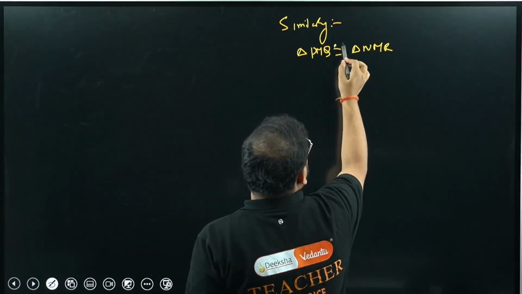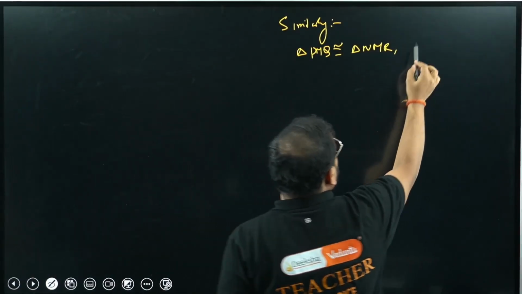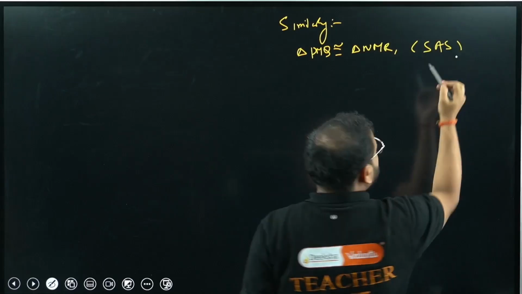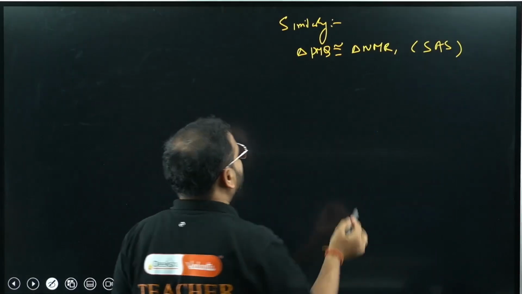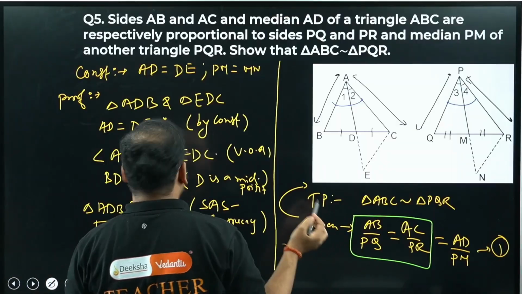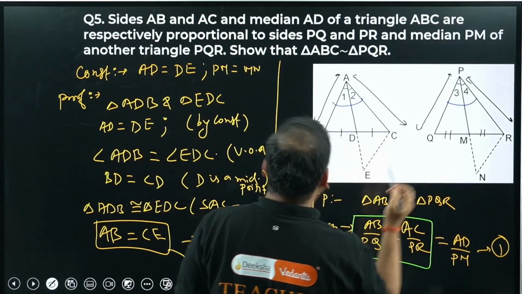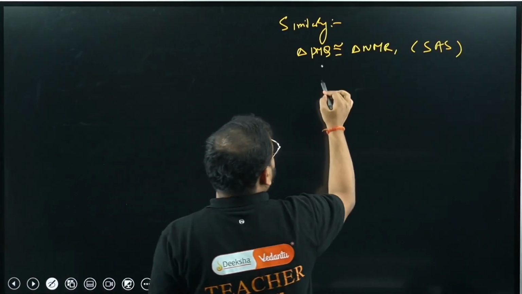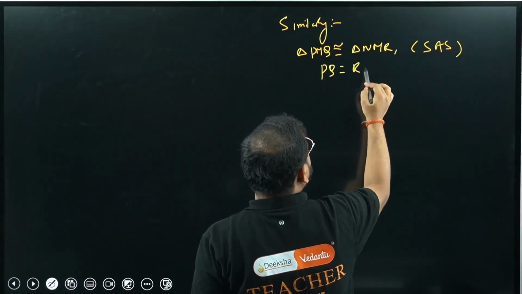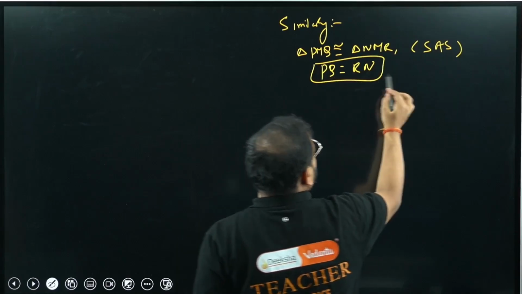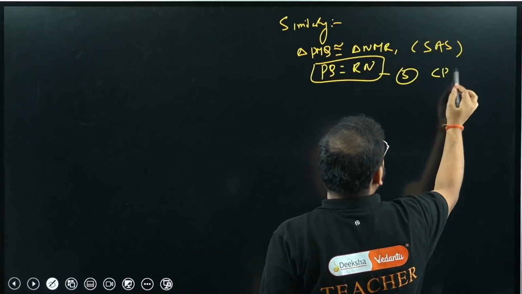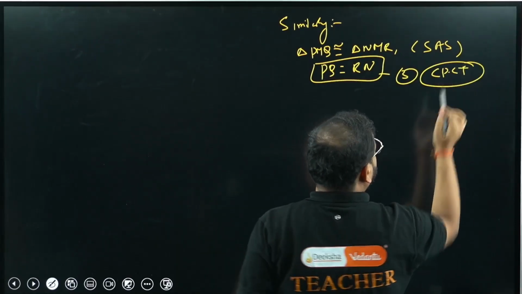I don't have to prove it, right? The similarity will be congruent. How come, sir? Same property, SAS. Then what can I write from here? I can write RN equals to PQ, right here. PQ equals to RN, sir. Again from CPCT, equation number 3.